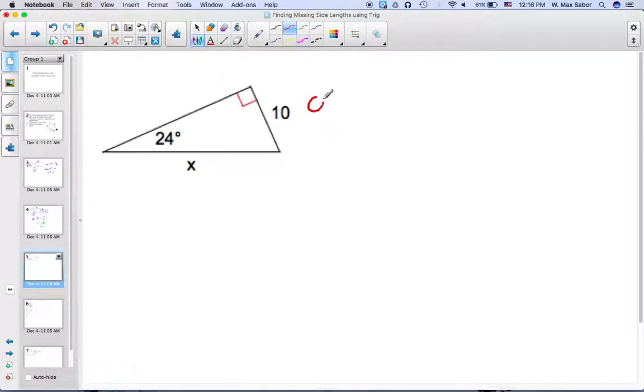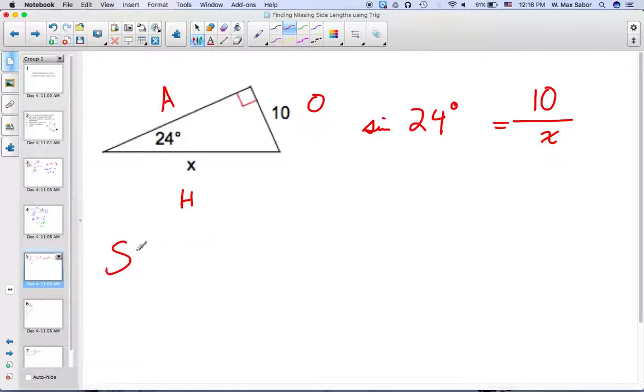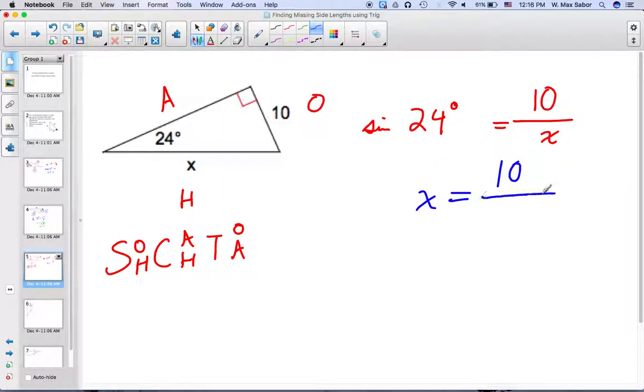Here, the opposite side is the 10. This is the hypotenuse. That's the adjacent. So opposite over hypotenuse is sine of 24 degrees. Sine because sine is opposite over hypotenuse, cosine is adjacent over hypotenuse, tangent is opposite over adjacent. Now, solving this gives us x equals 10 over sine of 24. And that is approximately 24.6.